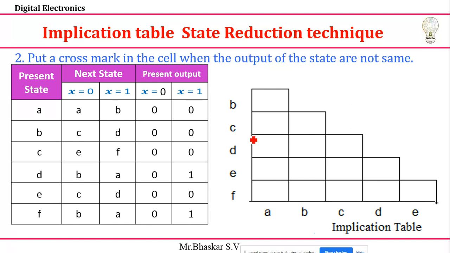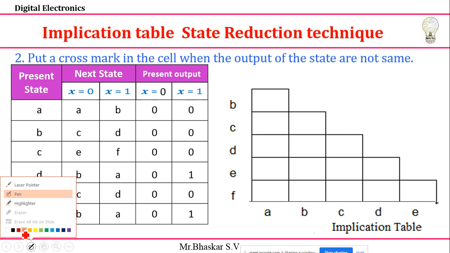What I'm telling you, see this one, you write this down: put a cross mark in the cell when the outputs of the states are not the same. It's the same thing we followed in the row elimination method, the same process I'm doing here. We need to put a cross mark in the cell when the outputs of the states are not the same. How? That is very, very important. Here I'm looking only at outputs. Let's move on to that.